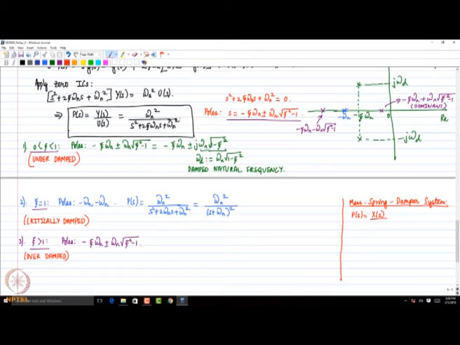It was the ratio of the Laplace of the displacement divided by the Laplace of the force input, right? So what did we get? It was 1 divided by ms squared plus cs plus k, right? If you want to bring it to the same form as the transfer function that we have derived, let's divide both the numerator and denominator by m. This will give us 1 by m divided by s squared plus c by m s plus k by m, correct? So if you compare, omega n squared is going to be equal to k by m. That means omega n is equal to square root of k by m, right?